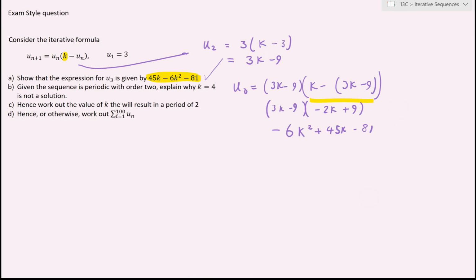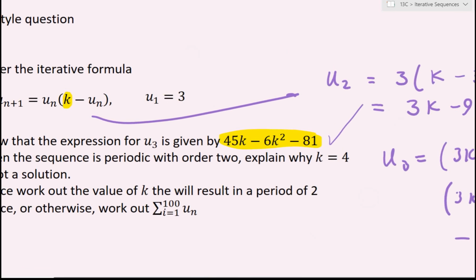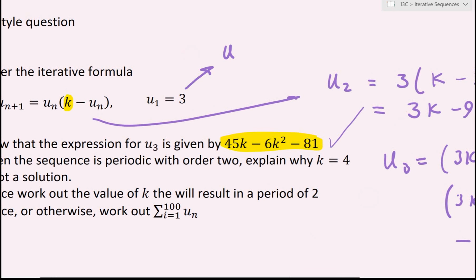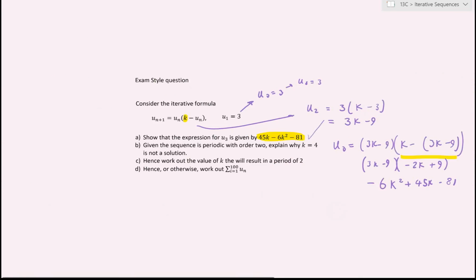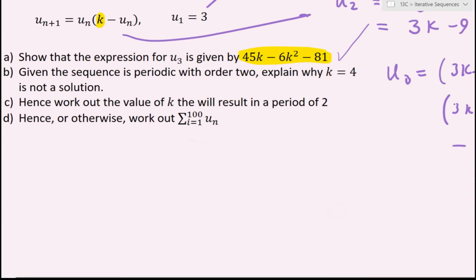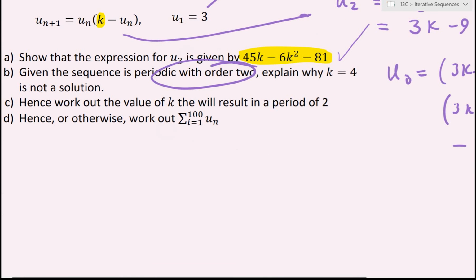So now on to the interesting part. You were told this sequence is periodic with order 2. That means every second term will be the same. So it's saying if U1 is 3, then you must have U3 to be 3 and U5 to be 3. That's what periodic with order 2 means. Again, if it's order 3, every third term will be the same, so then U4 will be the same as U1, and U7, and so on and so forth. So we're told the sequence is periodic with order 2. And then we need to explain why k equals 4 is not a solution.